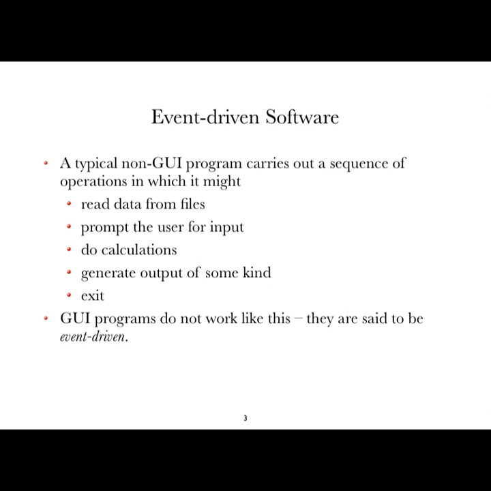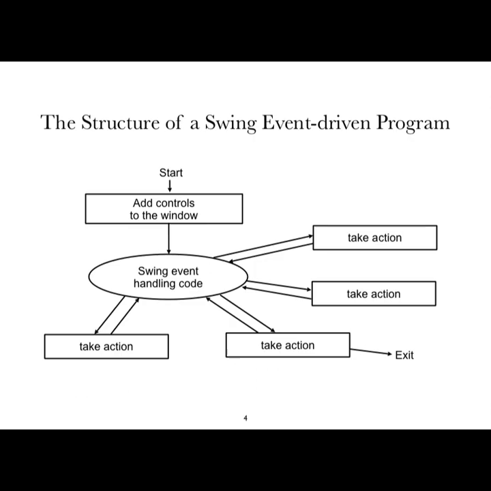And what the main difference is that they are driven by events. They're driven by actions that the user takes. And so we can see this as having this sort of structure, rather than it being a flow of control with various loops and options. You've got this kind of structure, which is you start the program, that puts controls like buttons or text boxes and so on into the window.